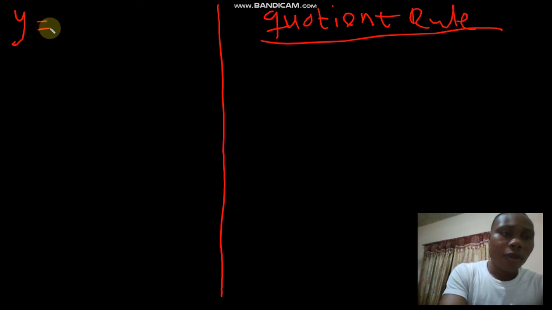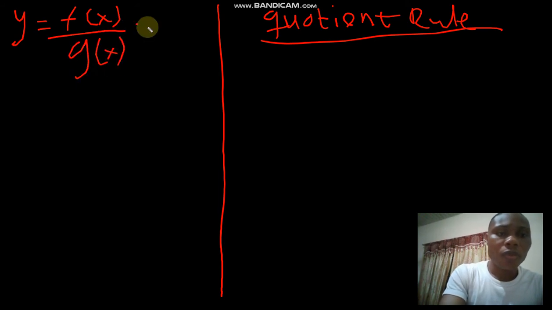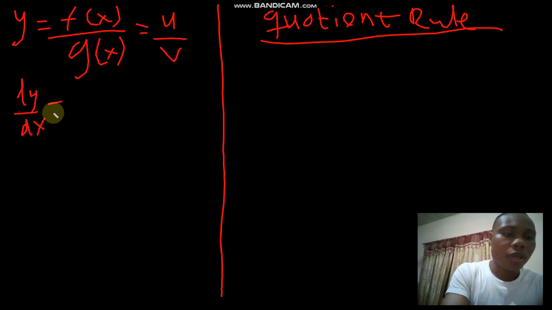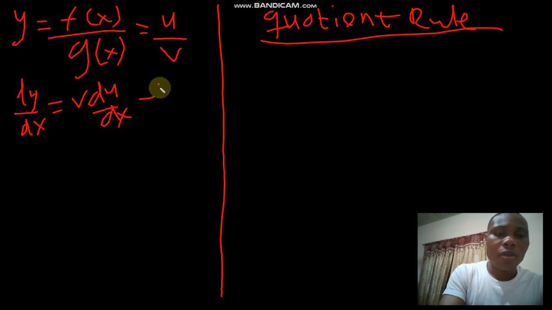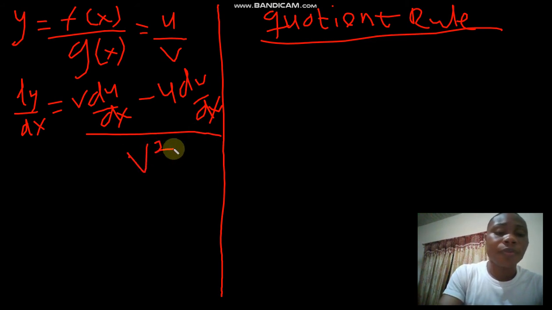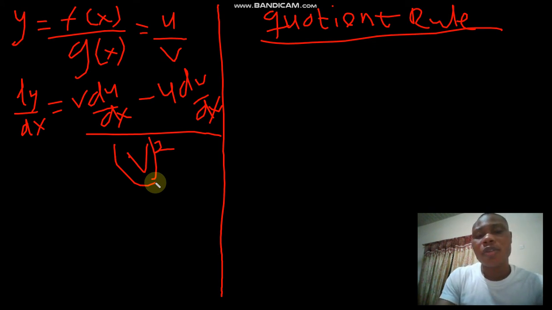Let's assume we have a function f of x over g of x, where we can let f of x be u, like what we did in the product rule, and g of x be v. Therefore our dy/dx is given as v du/dx minus u dv/dx, all over v squared, or v to the power 2. So that's just the quotient rule.